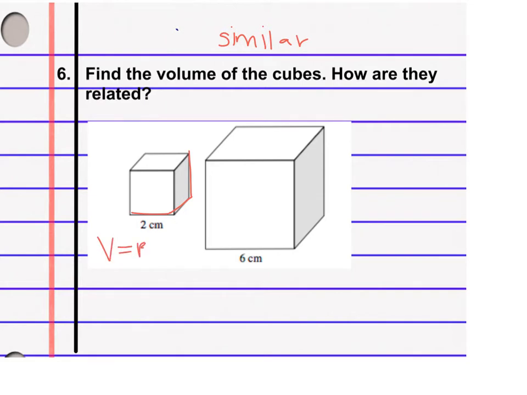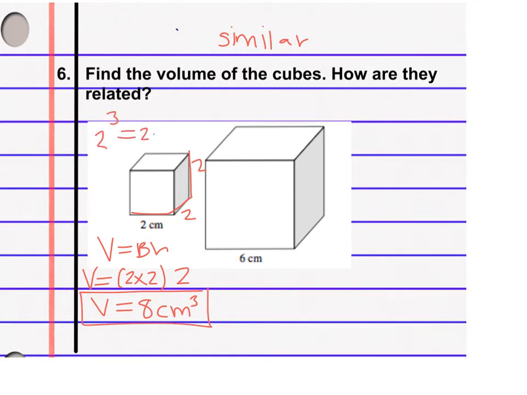All right, so let's find the volume of this little cube. Volume is base times height. So this is 2 by 2 by 2 because it's a cube. The area of the base, 2 by 2, is 4. The height is also 2. 2 times 2 times 2 is 8 centimeters cubed. And that's also where the name comes from in math, 2 cubed, 2 to the third, 2 times 2 times 2, side note. Anyway, so the volume is 8 cubic centimeters.